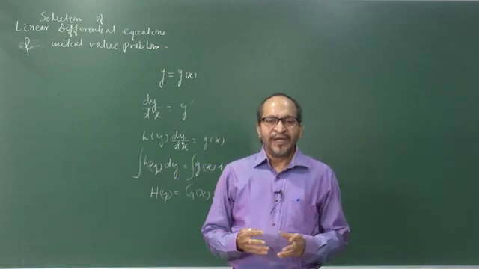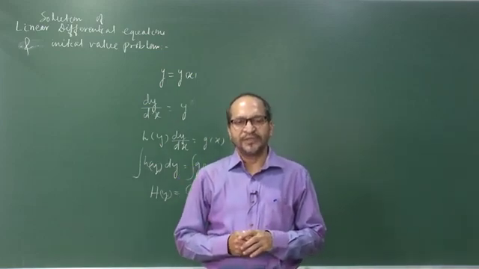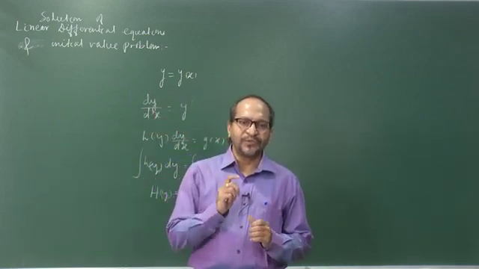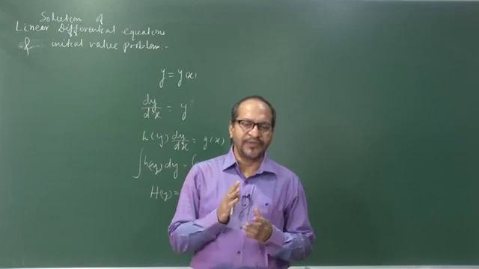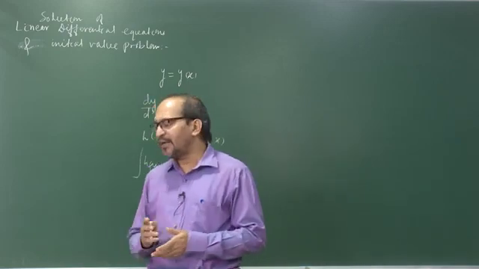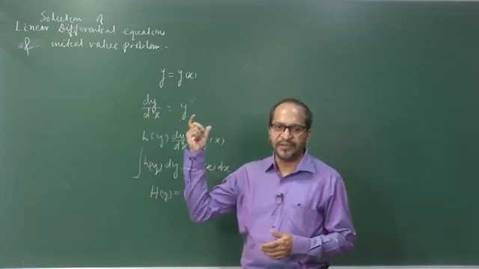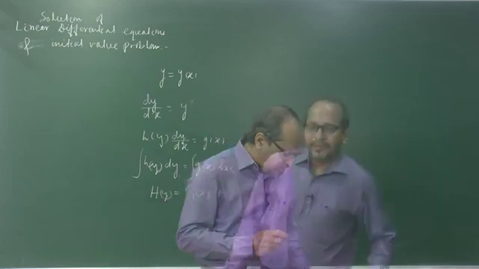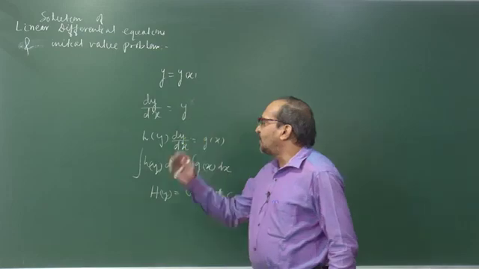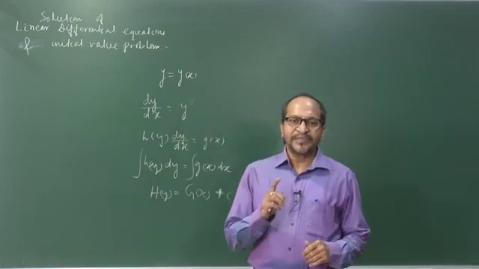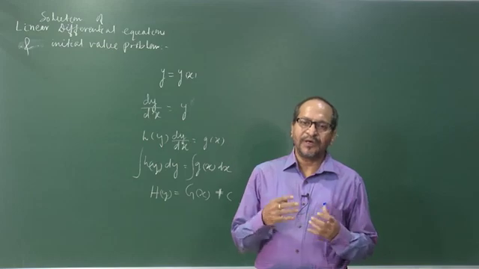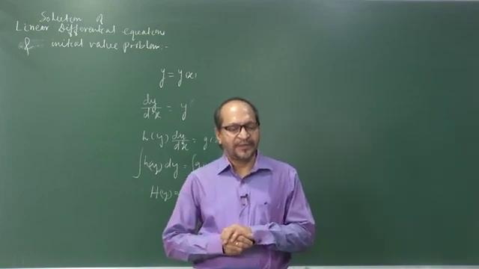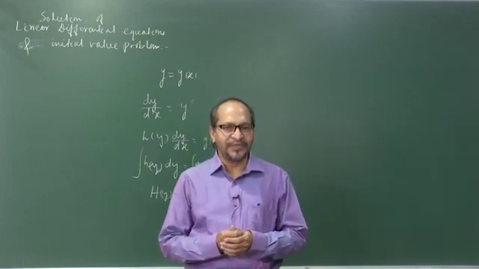If the differential equation involves the dependent variable and its derivatives with only the first power, that is, the power of dy by dx, or d square y by dx square, or d cube y by dx cube is 1, and the power of y is also 1, and there is no product of the dependent variable and its derivatives, then the equation is called a linear differential equation.